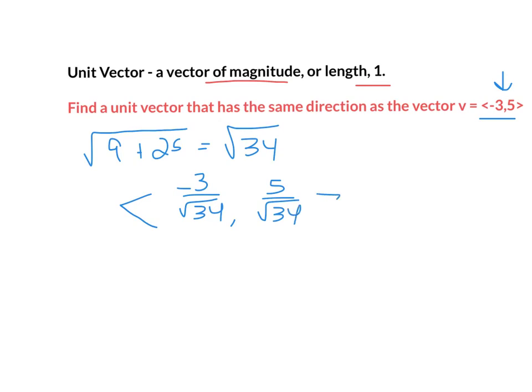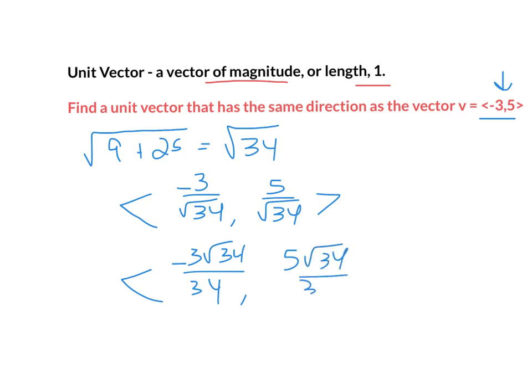And remember the trick for rationalizing: don't leave a radical in your denominator. So I'm going to rearrange it, put negative 3, move the square root to the top, take it out on the bottom. That's all you've got to do. Square root to the top, take it out of your denominator. There you go. Unit vector in the same direction.